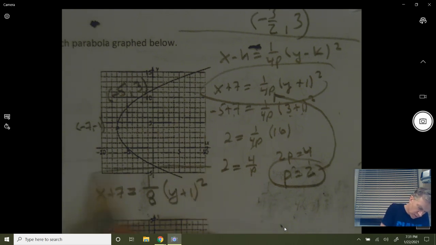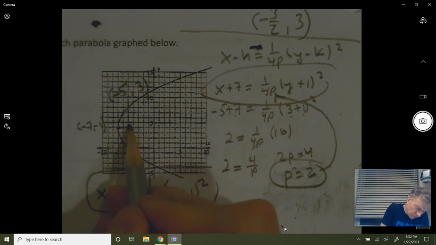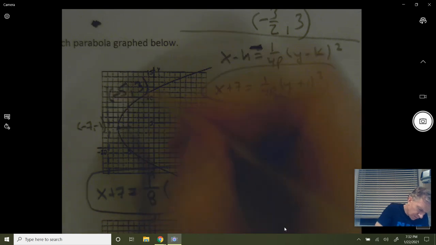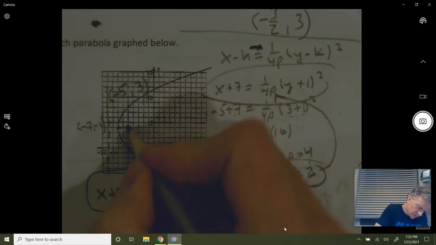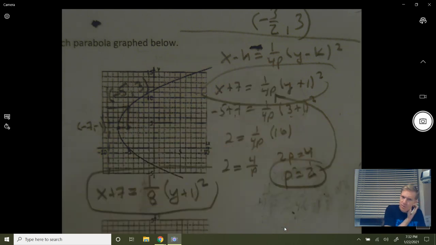Okay, there's our equation. Let's see, that makes sense because our p was 2, over 2 and we went up 4, down 4. Our directrix would be over here. Our focus would be here. So this point right here would be the same distance from the focus as it is to the directrix.